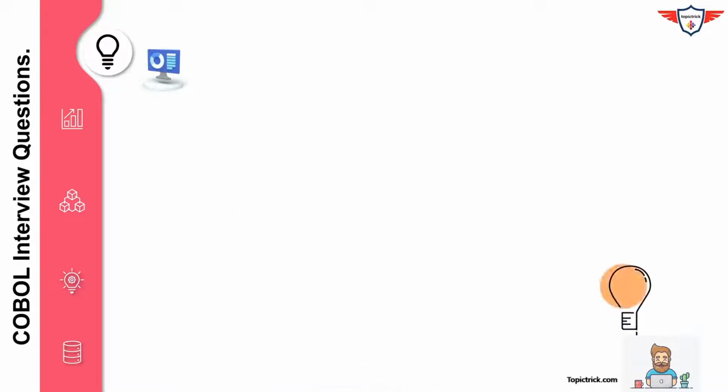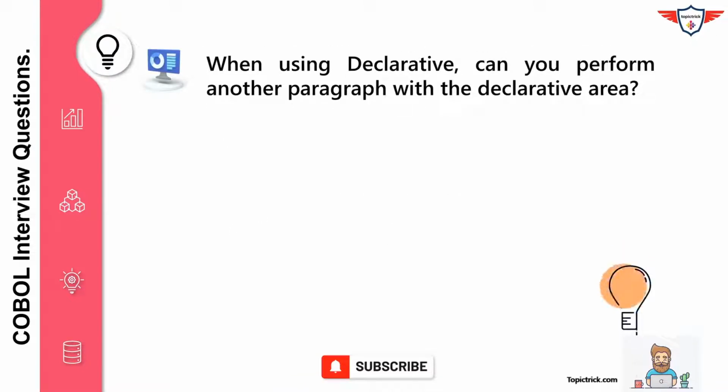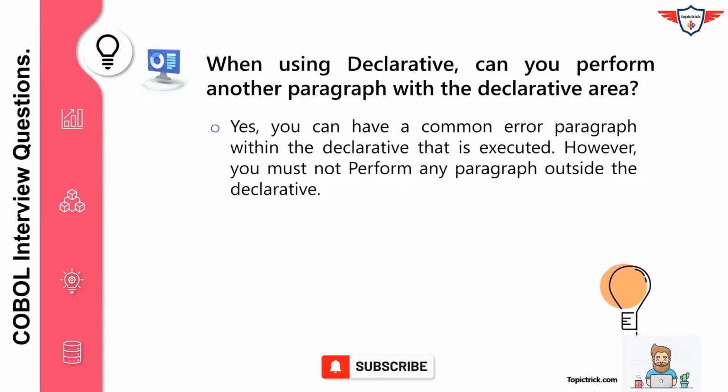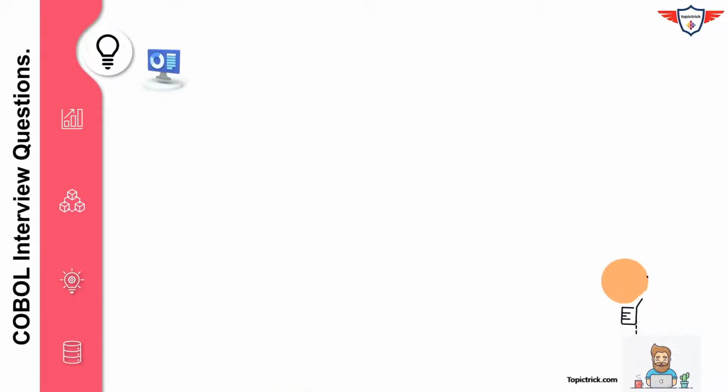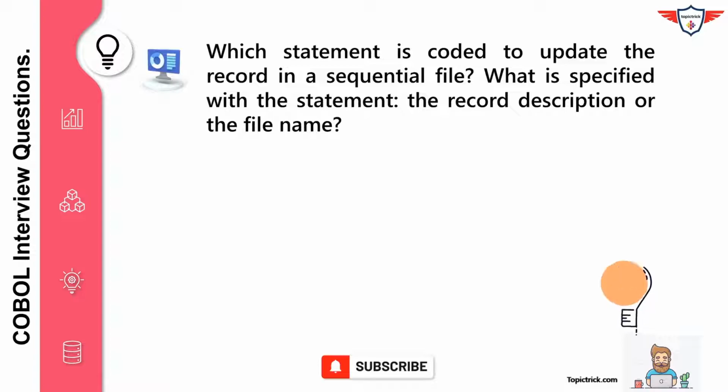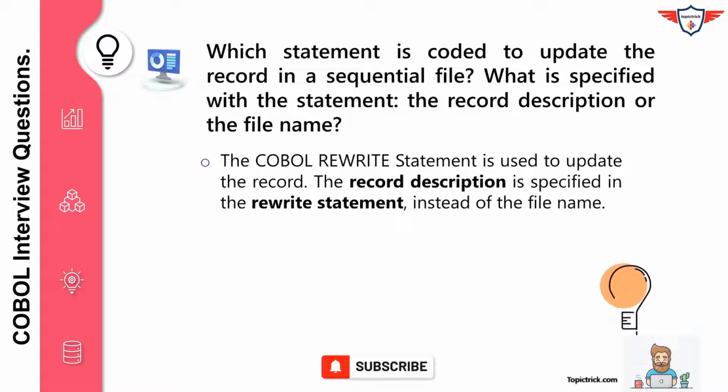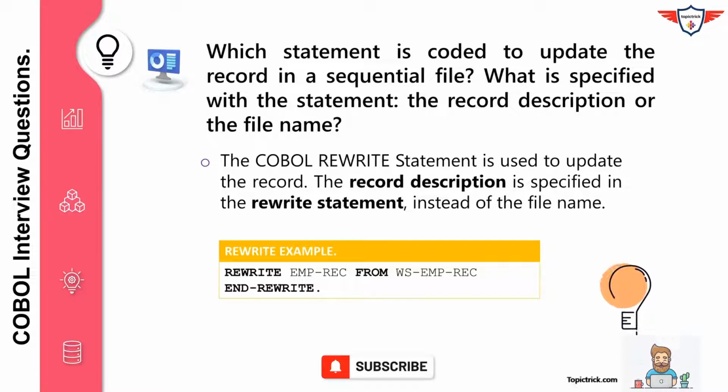When using declaratives, can you perform another paragraph within the declarative area? Yes, you can have a common error paragraph within the declarative that is executed. However, you must not perform any paragraph outside the declarative. Which COBOL statement is coded to update the record in a sequential file? What is specified with the statement, the record description, or the file name? The COBOL REWRITE statement is used to update the record. The record description is specified in the COBOL REWRITE statement instead of the file name. The following example illustrates the use of COBOL REWRITE statement.